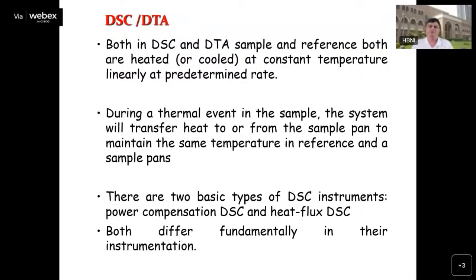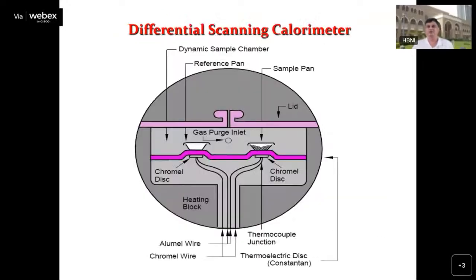There are two basic types of DSC instrumentation: the power compensation DSC and the heat flux DSC. Both differ fundamentally in their instrumentation. These are the differential scanning calorimeters, showing the various parts involved.